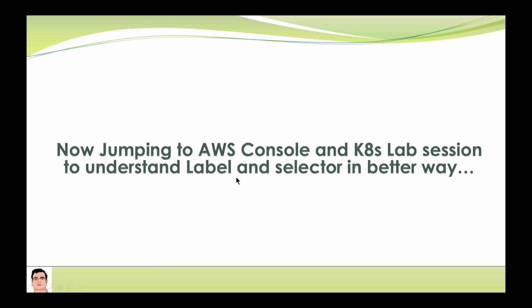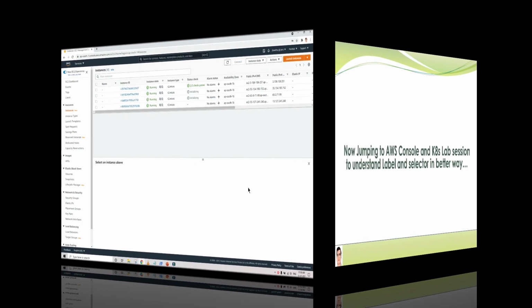To better understand this, we will look into the AWS console also, because in the AWS console we are using labels as a tag. So this graphical representation will help you understand how the labels, or the tags, in the AWS console are used. After that, we will move into the Kubernetes lab session to understand how Kubernetes will work for this.